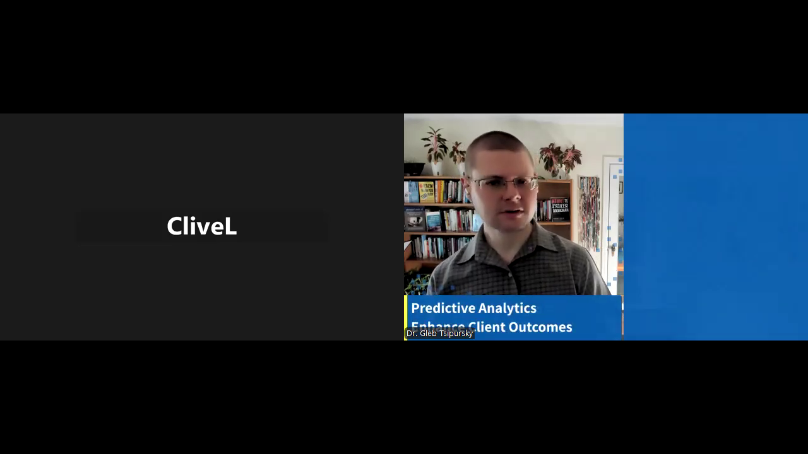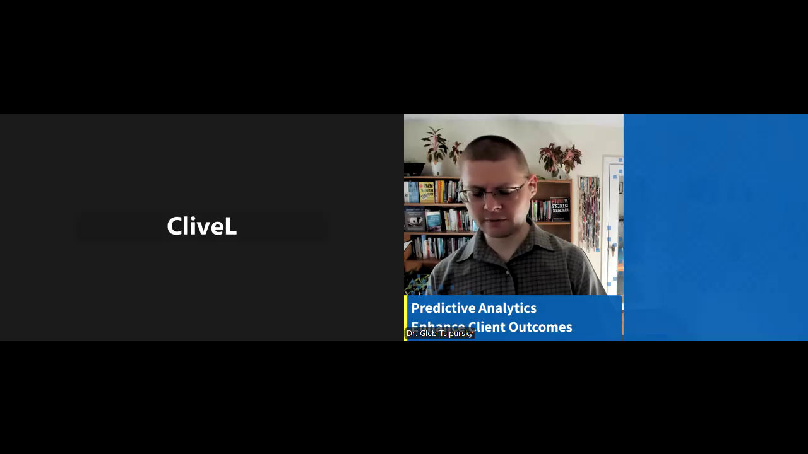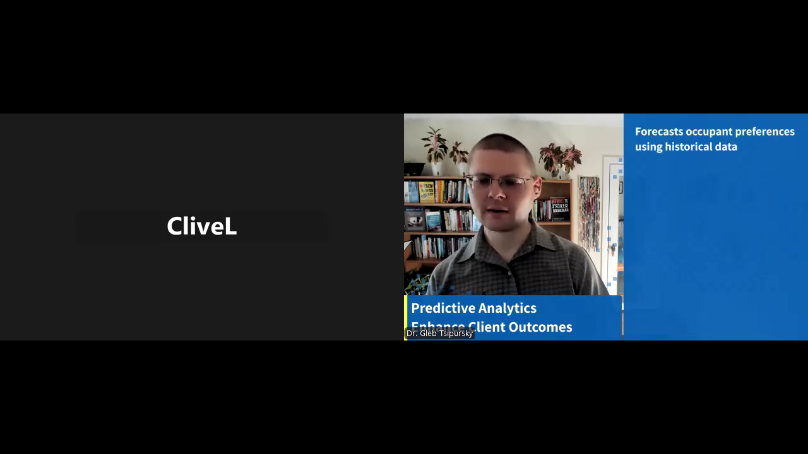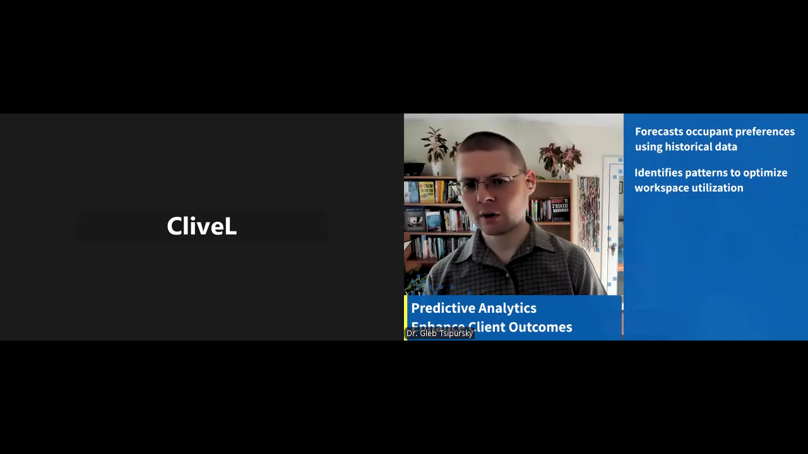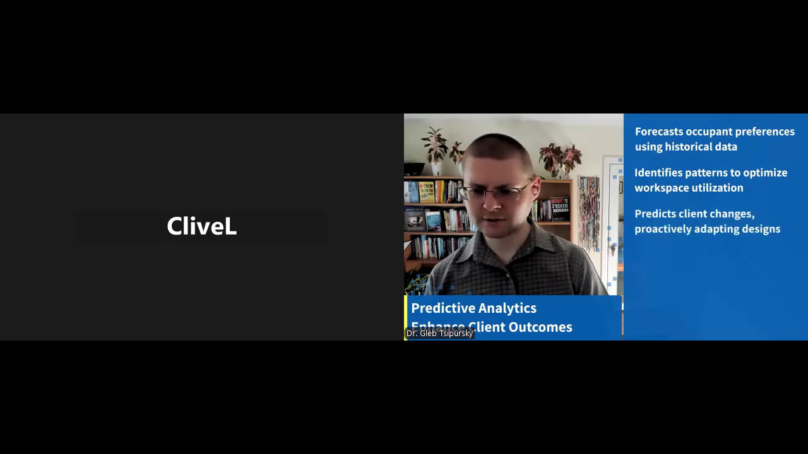Predictive analytics. So this is more of the machine learning component, the earlier versions of AI. It forecasts occupant preferences using historical data. So that's very nice, especially for the more flexible companies that you work with, which have not 9 to 5 full-time in the office. It identifies patterns that can optimize workspace utilization over time. So helping your clients improve the way that they organize their workspaces.